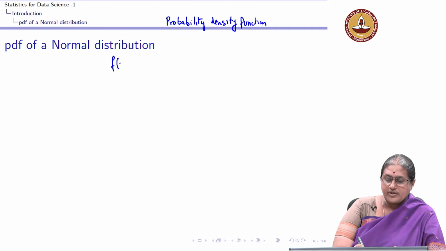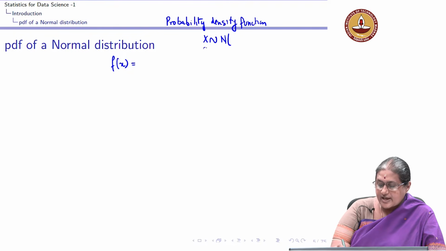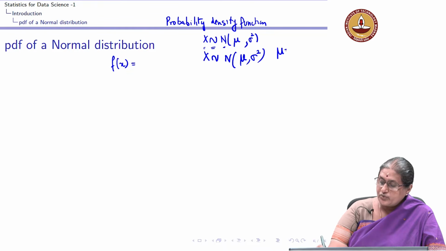As we know, the probability density function is given by f of x. I am looking at x as a normal distribution, and as always I denote it as x is normally distributed. The parameters of this distribution are the expected value and the variance. So, I can say x is normally distributed with expected value mu and variance sigma square. So, mu is the expected value or the mean, and sigma square is the variance.